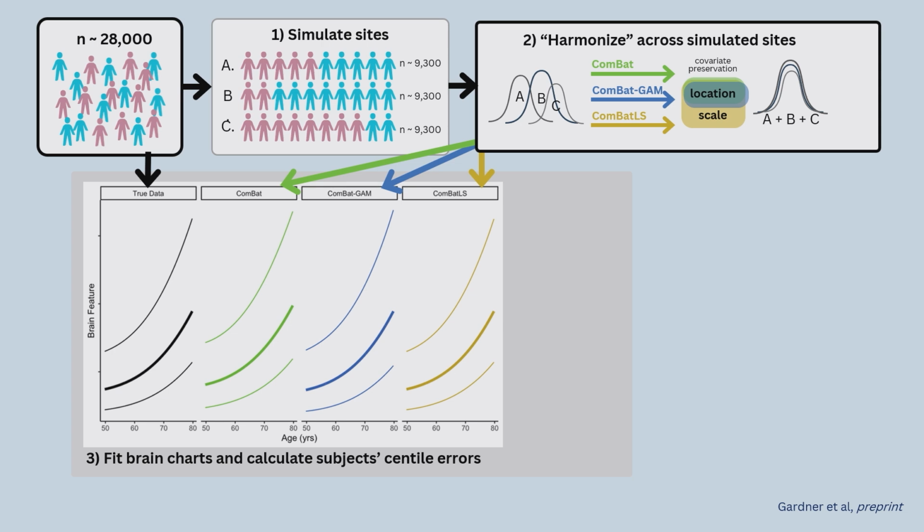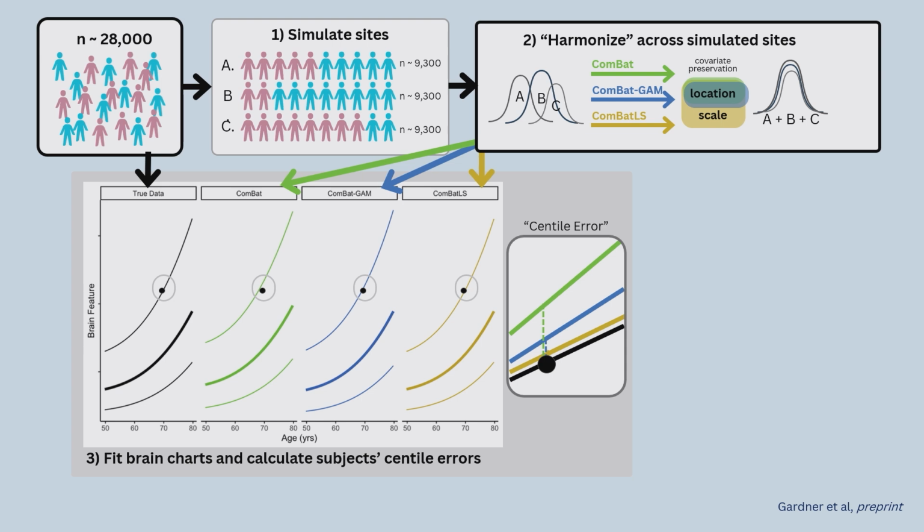Okay, so next we took these 3 harmonized data sets, as well as the original data, and we fit brain charts for 208 brain structure features. And then we use these brain charts to derive centile scores for each individual. And again, there's no batch effects here, which means that if a ComBat method is doing a good job of preserving covariate effects, these brain charts over on the right and the centiles that we get from them are going to look just like the ones from the true data in black.